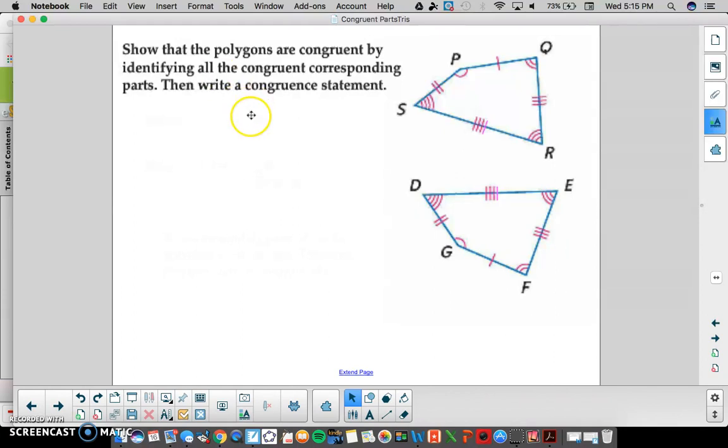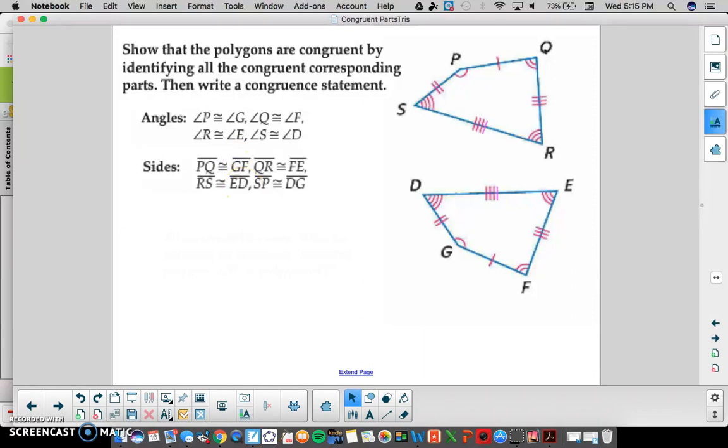writing a congruent statement. So the angles that are congruent, we would see the number of curves in those angles. Angle P and angle G have one curve, so those are congruent. Q has two curves. The angle that has two curves in the other polygon is F. R matches with E, and S matches with D. And so those are my congruent angles. We have all of our sets of angles that are congruent.